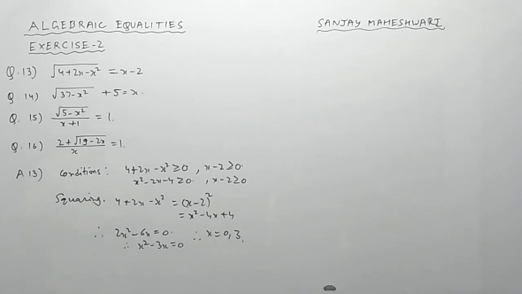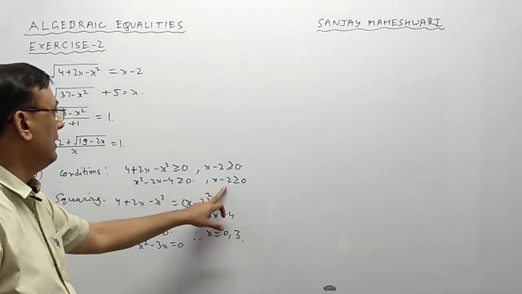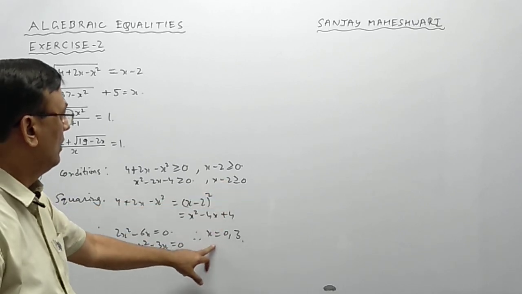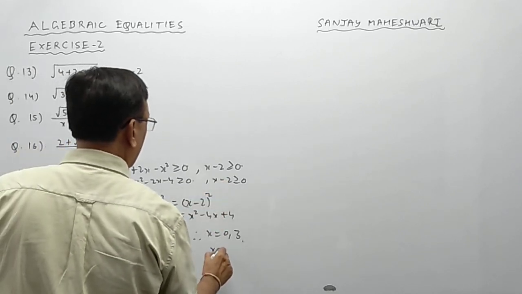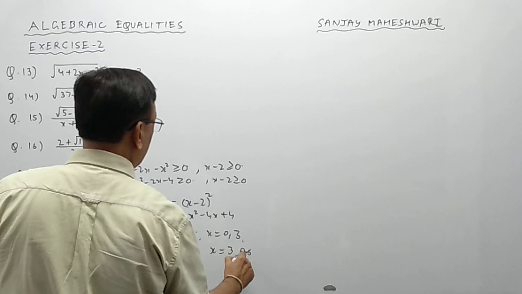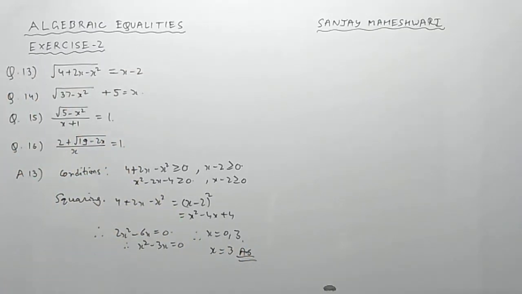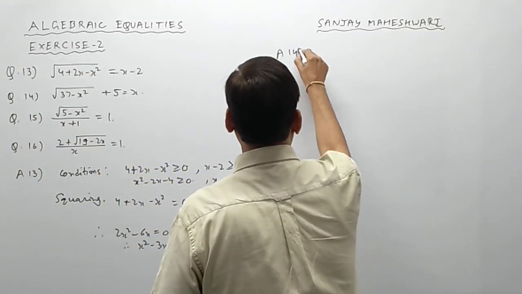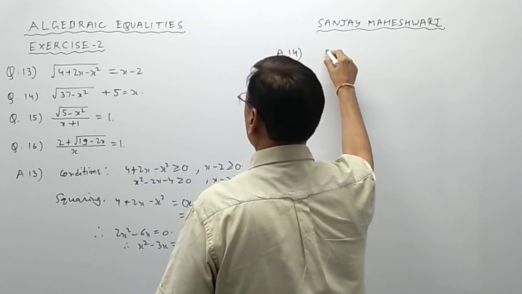So now x should be greater than 2. This is one of the conditions. So x is equal to 3 is the correct answer, because 0 is not acceptable, so hence rejected. Now question number 14. Condition.